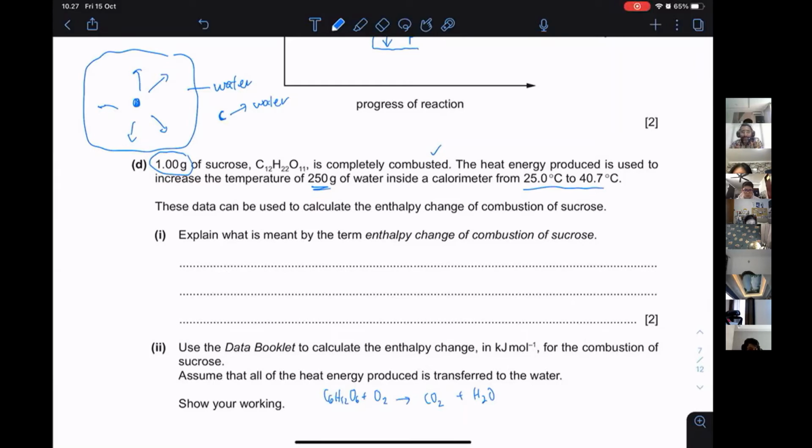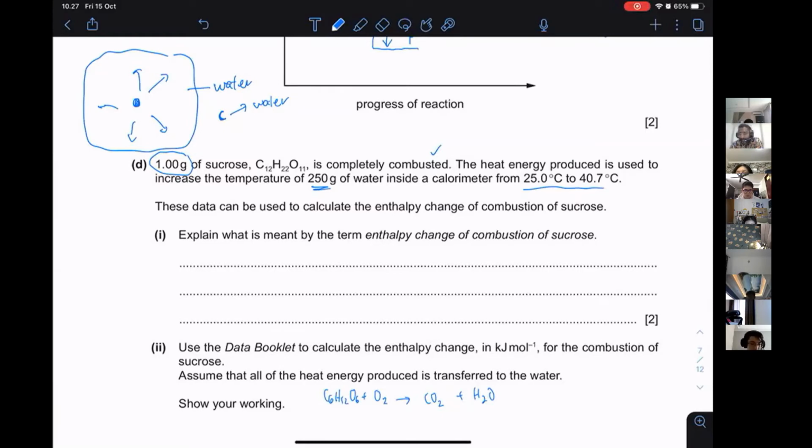I think a lot of students will get confused with this, but last time I already mentioned which mass we should use. Don't go and use 250 plus 1 gram, 251. No, we are only going to use 250 gram.